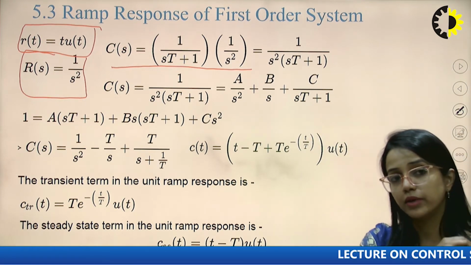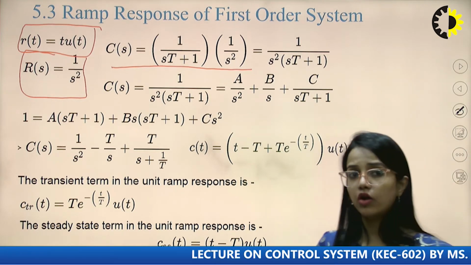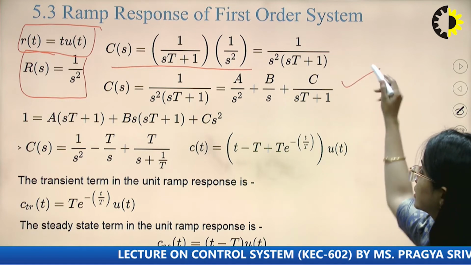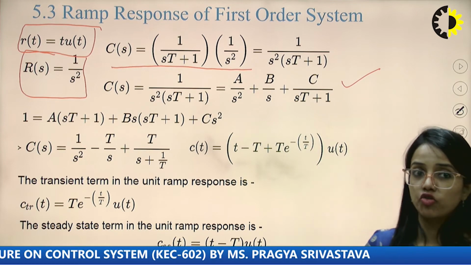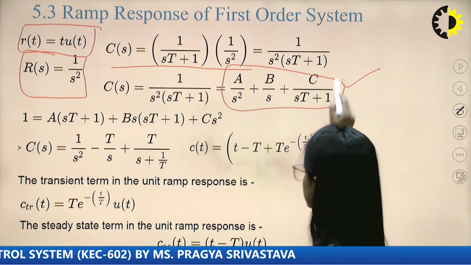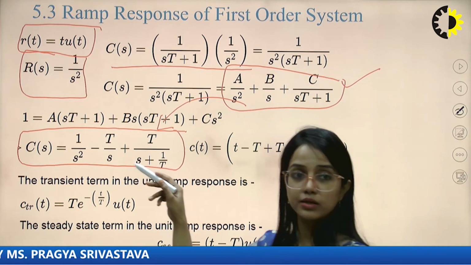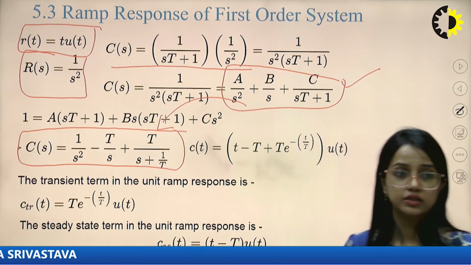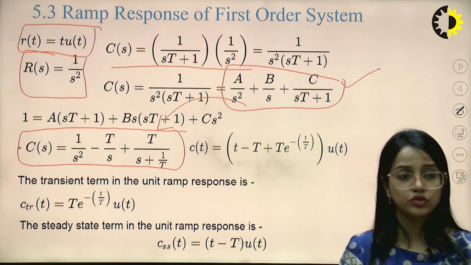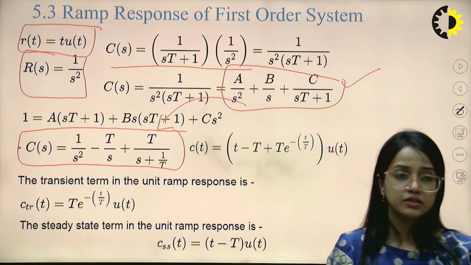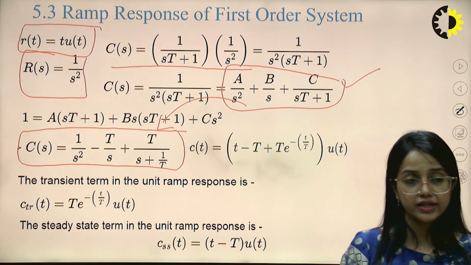So, for 1/s squared, it will be 1 upon s squared into (sT + 1). Following the method of partial fractions, we split it into A, B and C. Now, getting these values of A, B and C, we can rewrite this into this equation. See, the overall output is 1/s squared, A coming out to be 1. Now, B is equal to minus T, so it is minus T/s, plus C comes out to be T, so it is T upon s plus 1/T.